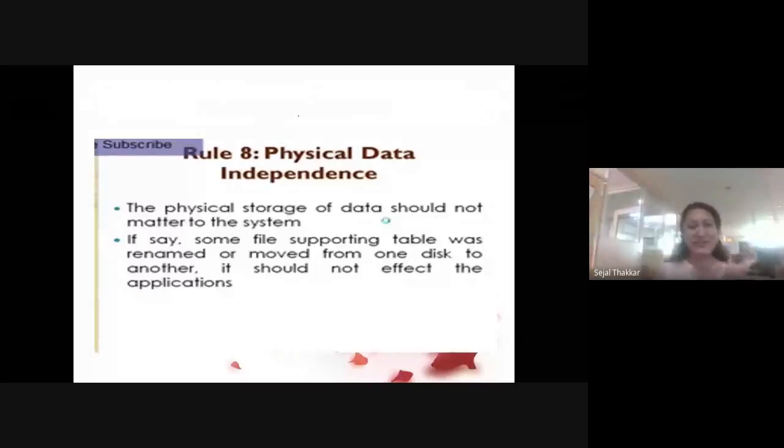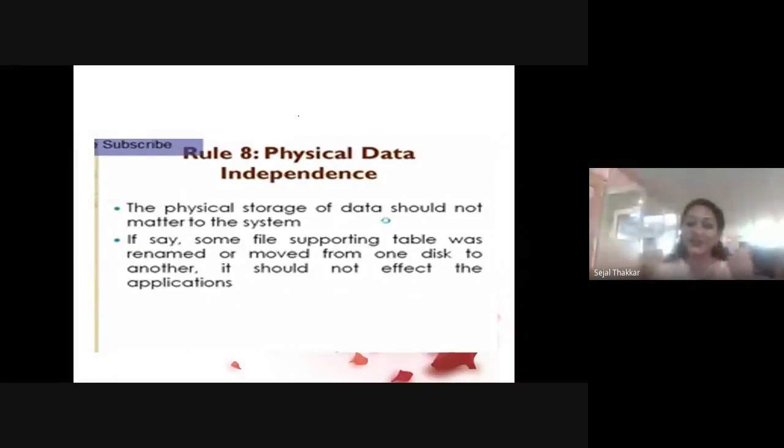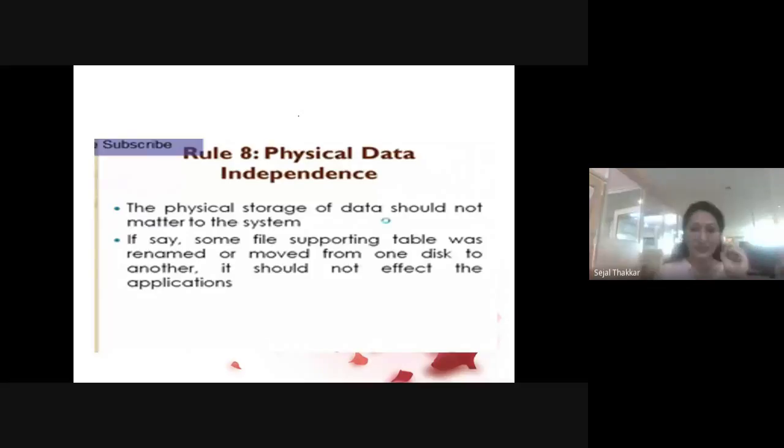Physical data independence. Physical storage of data should not matter to the system. Some file supporting a table was renamed or moved from one disk to another disk. It should not affect the application. Data should be independent, logically as well as physically. Why am I doing this? Because my data are distributed.